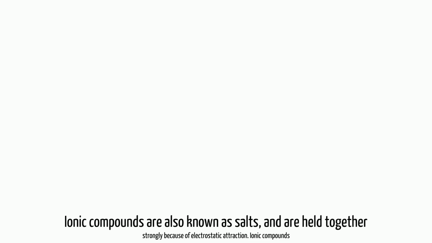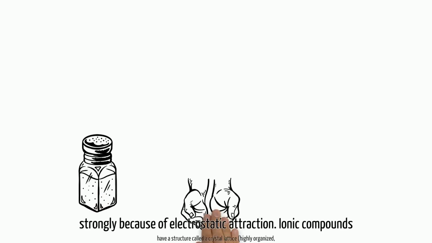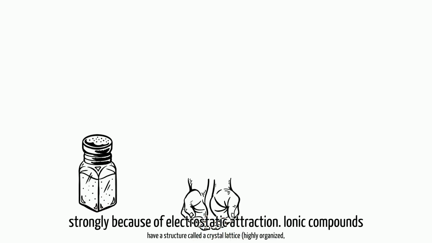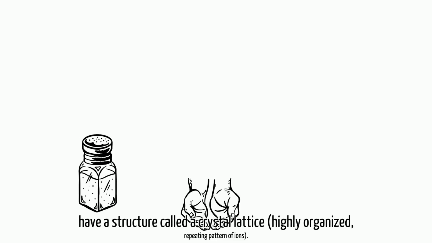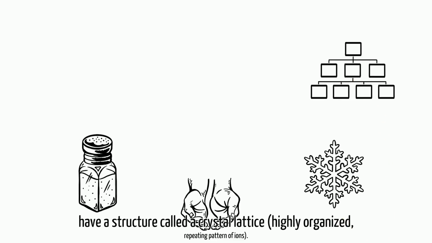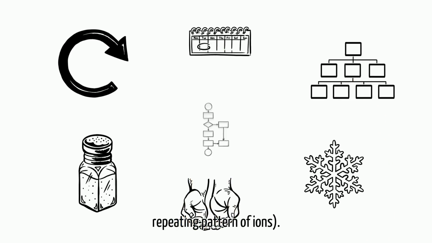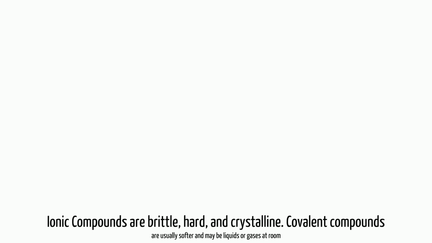Ionic compounds are also known as salts, and are held together strongly because of electrostatic attraction. Ionic compounds have a structure called a crystal lattice, a highly organized, repeating pattern of ions. Ionic compounds are brittle, hard, and crystalline.